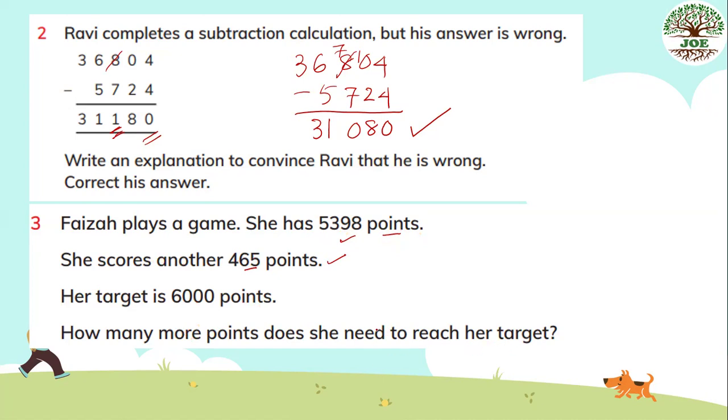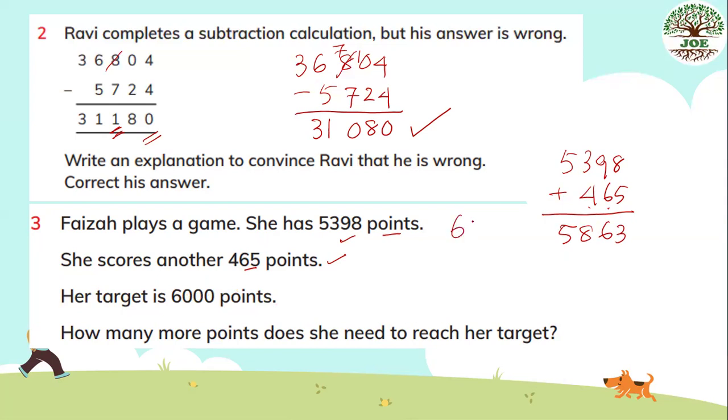So we have to do 2 steps. First step, we have to find how much she has scored. Okay, first step, we have to add 5,398 and 465. This is her total points. 8, 5, 13, 16, 8, 5, 8, 6, 3 is her recent score, and she wants to get 6,000 points.